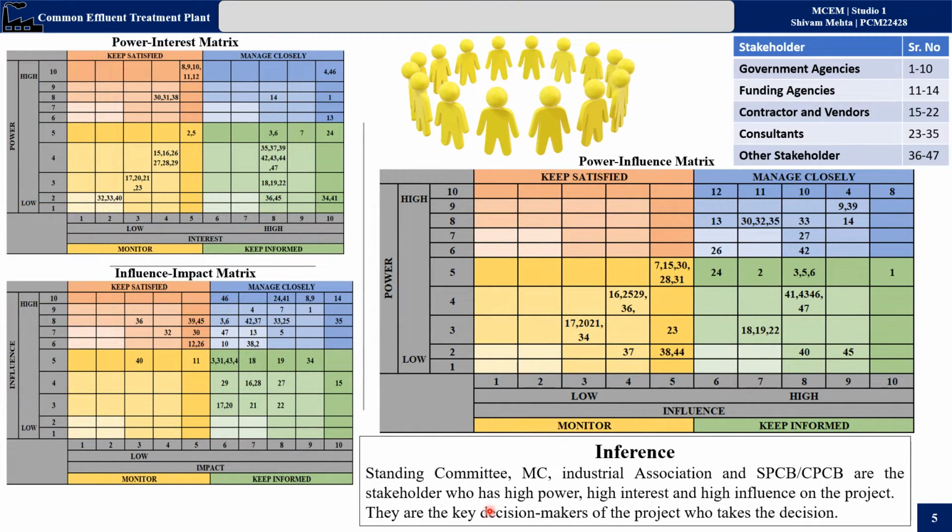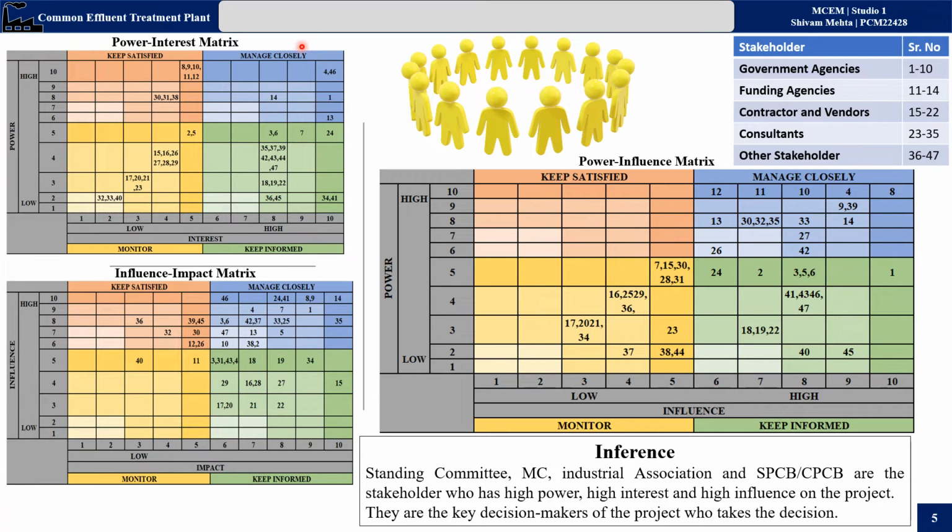So now we'll see the stakeholders matrix. There are a total of 3 matrices prepared: power interest matrix, power influence matrix, and impact influence matrix. Before going into these matrices, we'll see the stakeholders division. You can see on the right side of the presentation, 1 to 10 are government agencies, 11 to 14 funding agencies, 15 to 22 vendors and contractors, 23 to 35 consultants, and 36 to 47 other stakeholders.